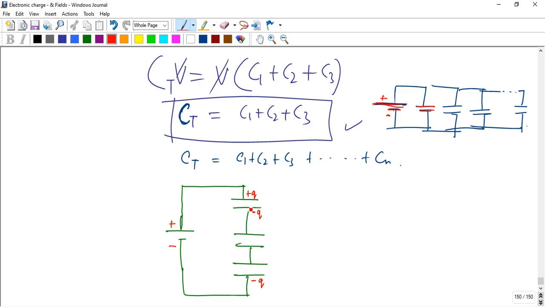And this minus q goes, actually the electron moves from here to there, that's why we get plus q here. Similarly, a plus q goes here to there and minus q goes here to there, and this charge from that direction gets a plus q here, and that is a minus q.